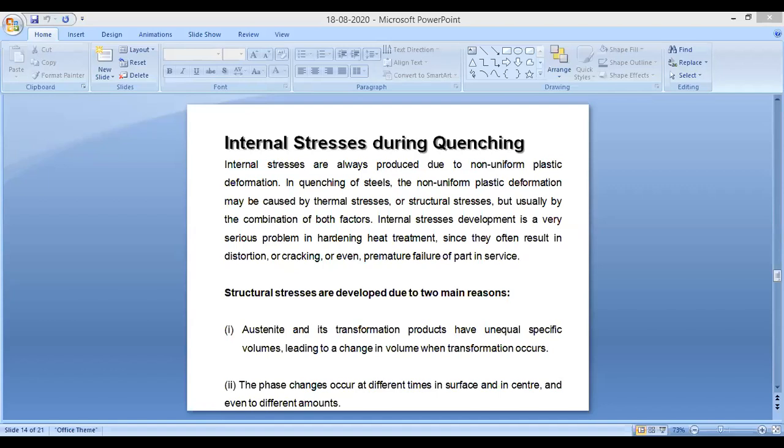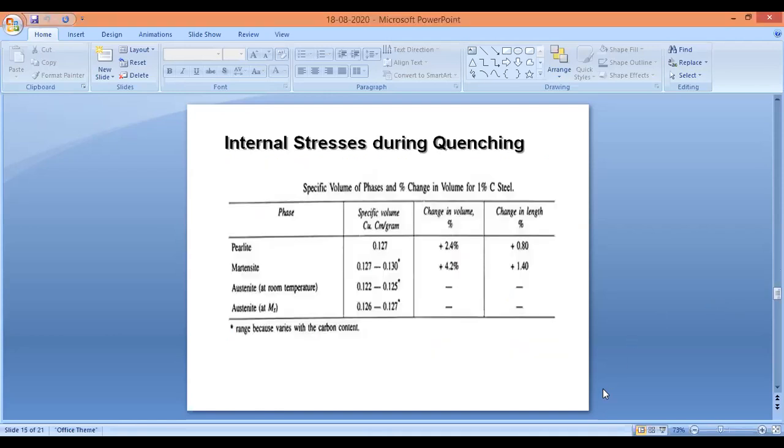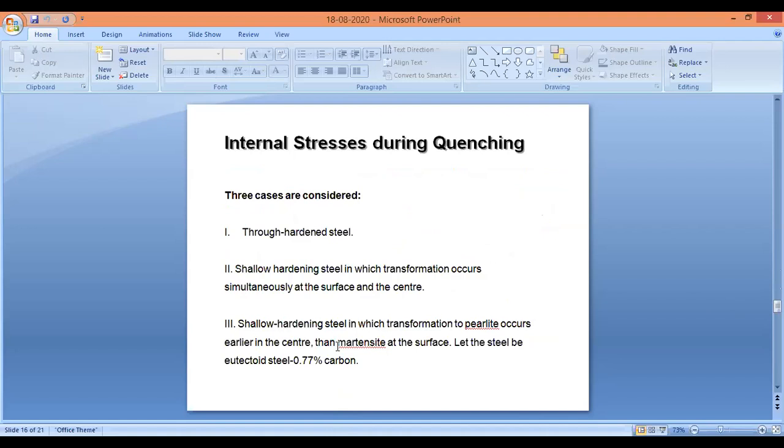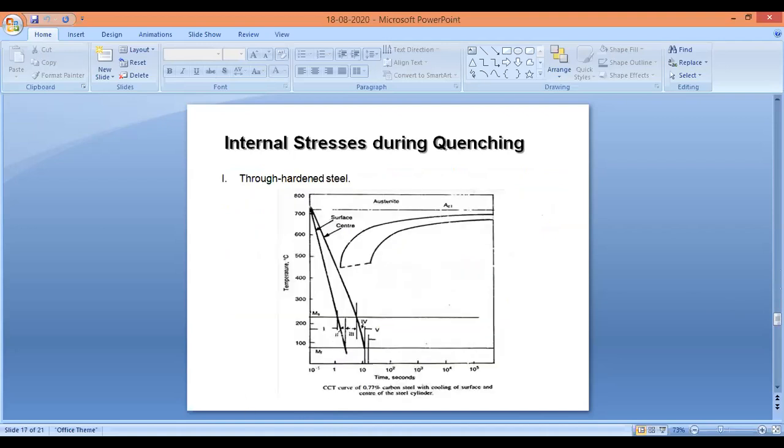Here three cases are considered. First, through hardened steel, in which transformation occurs simultaneously at the surface and the center. Third is the shallow hardened steel, in which transformation to pearlite occurs earlier in the center than martensite at the surface. So let us have a look at this. The first one is through hardened steel.